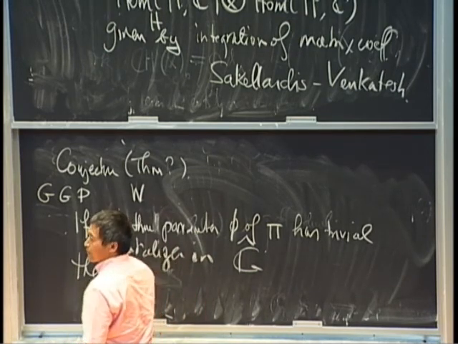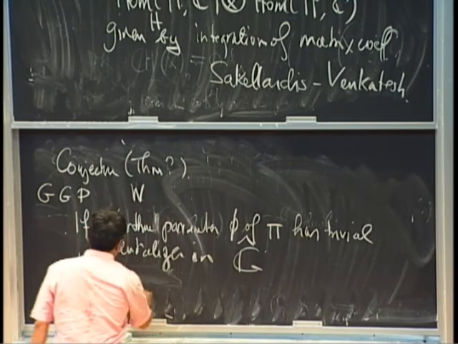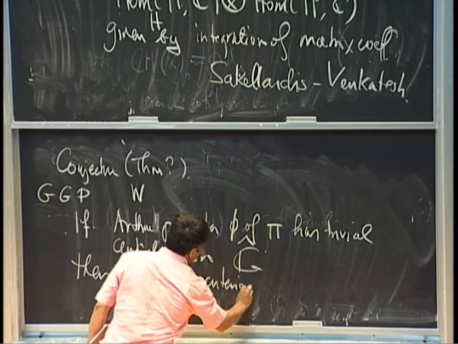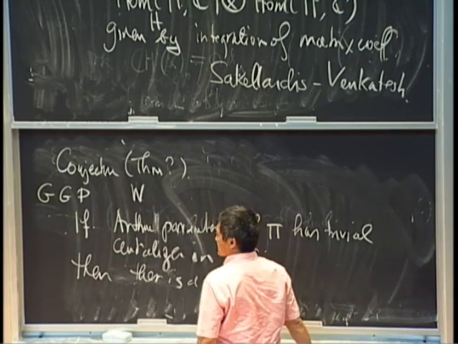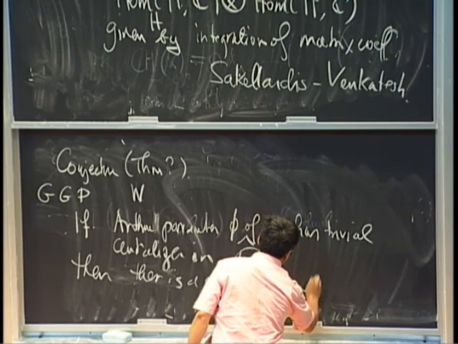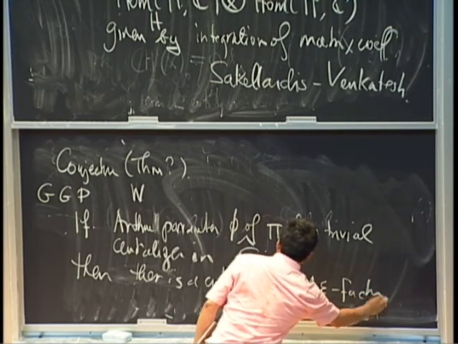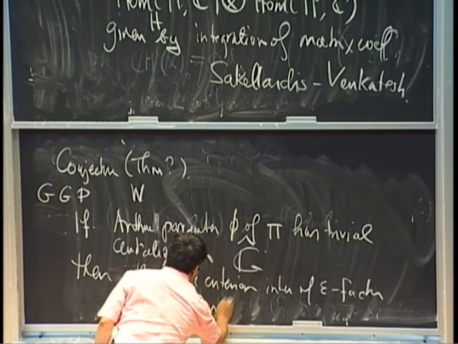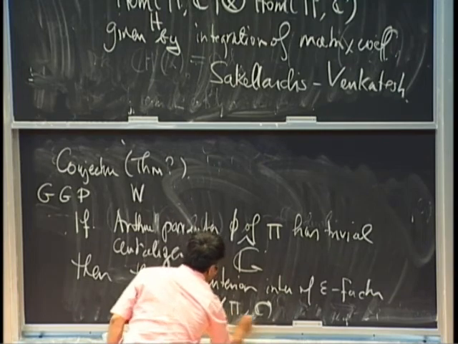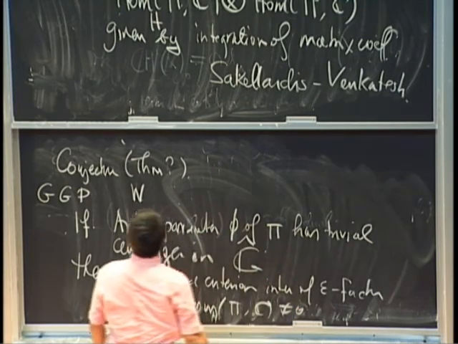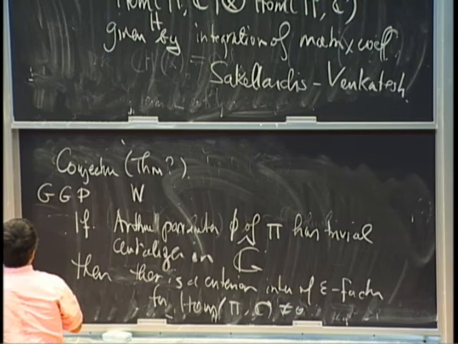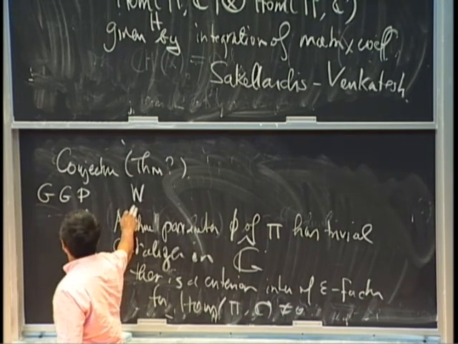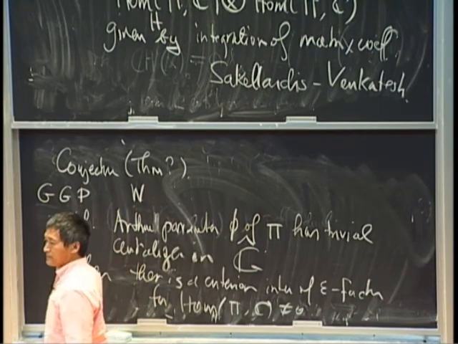Then there is a specific criterion, maybe in terms of epsilon factor, for this Hom, this pi of c of h, to be non-zero. Okay, so I guess probably Waldspurger proved the orthogonal case, right? And his student proved the unitary case. So I guess probably right now it is a theorem.